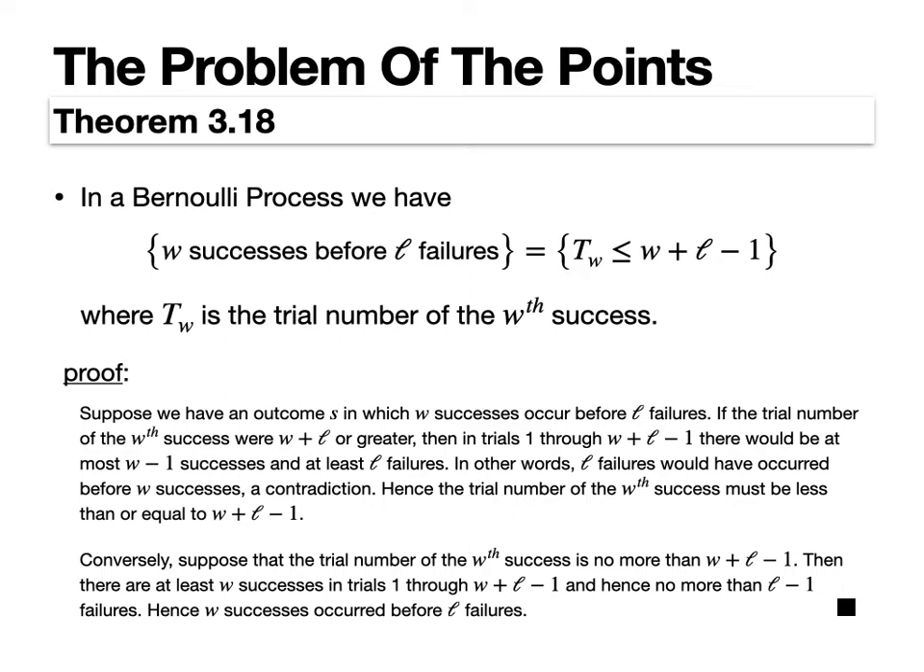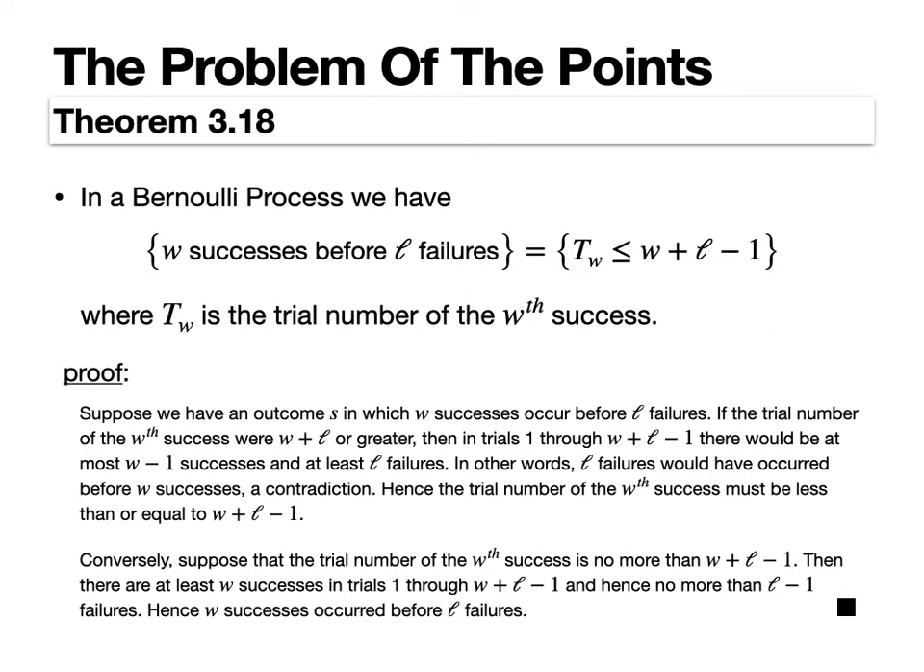The proof of this theorem is actually pretty simple. It's just kind of a counting proof. We basically need to show that two sets are equal. So I'll show that the first set is a subset of the second and that the second set is a subset of the first. So first, suppose we have an outcome in which there are, in fact, W successes before L failures. Assume by way of contradiction that the trial number of the Wth success were actually greater than W plus L minus 1. In other words, W plus L or greater.